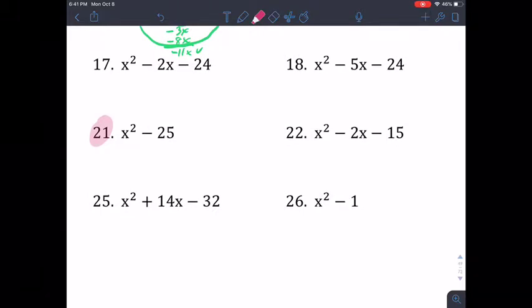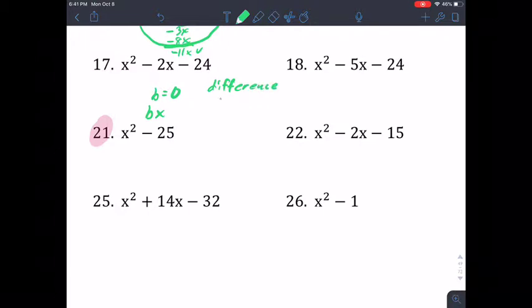So you probably noticed that this is missing a bx. Or it's not that it's missing, but b is equal to 0. So this is actually the difference of squares that we talked about earlier. Difference.